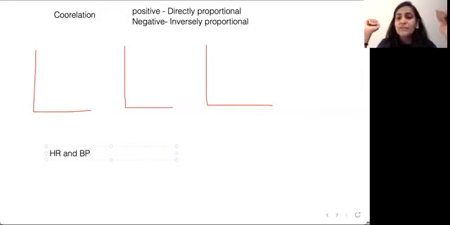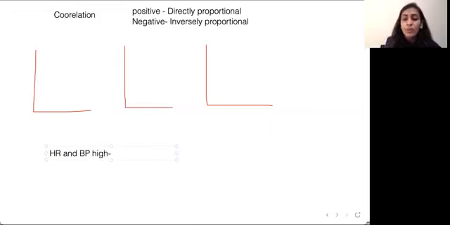Positive correlation: directly proportional, both increase, both decrease. Negative correlation: inversely proportional, one increases, the other decreases. That's an inverse relation. Now, how do you determine if the correlation is strong or weak? So you have some values. High correlation. What is high correlation?